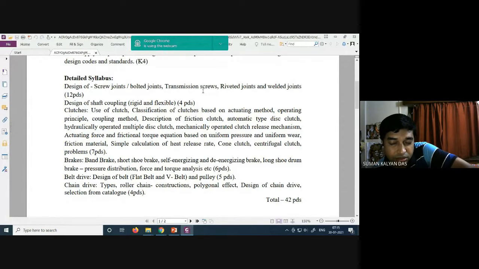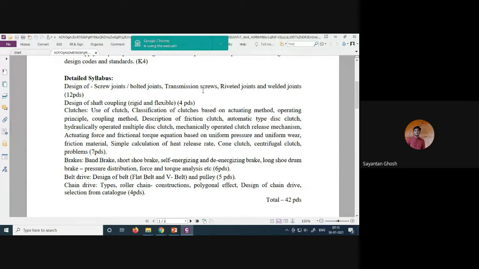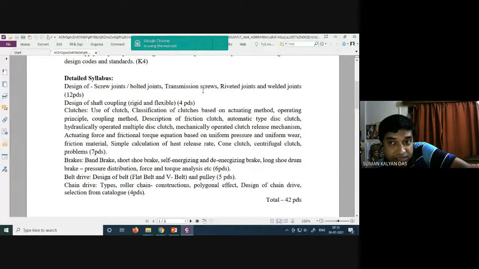You might have studied various thread profiles like metric thread profiles. You are aware, right? Metric thread profiles, then Acme, then square threads. Yes. The metric or V-shaped threads are normally used for fastening or bolting purposes. However, the Acme or square threads are normally used for power transmission purposes. Those are the transmission screws, and they have some separate design philosophies we need to understand.